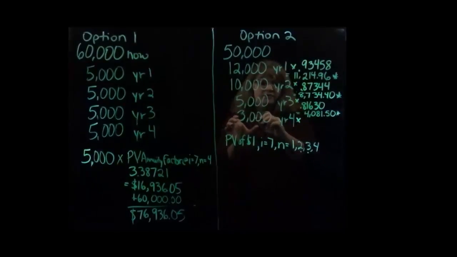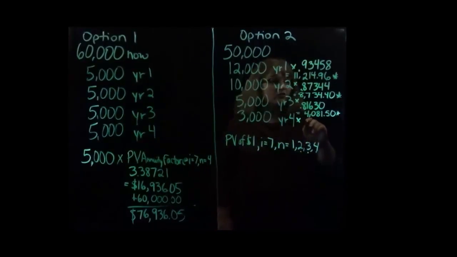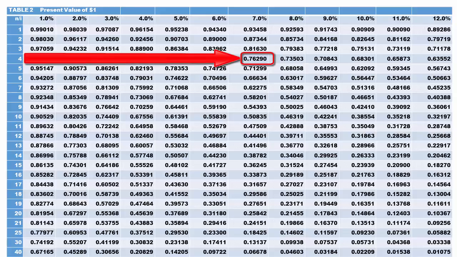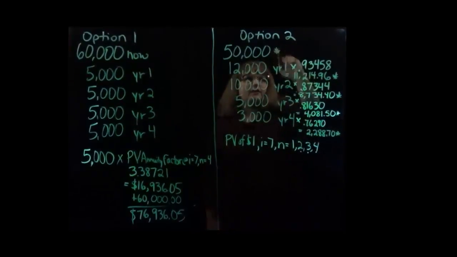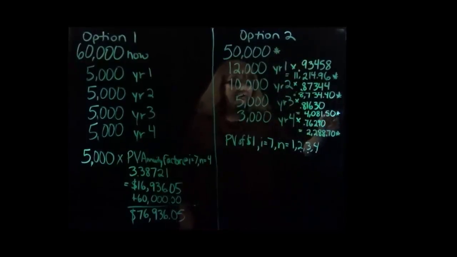And then finally we take $3,000 times the present value of $1 factor at I equals 7 and n equals 4. That factor is 0.76290, and when we multiply 0.76290 by 3,000, we get $2,288.70. And we'll put a little asterisk by that. We'll also put an asterisk by the $50,000, and the reason I'm putting these asterisks is that we're going to basically add up the various asterisks.